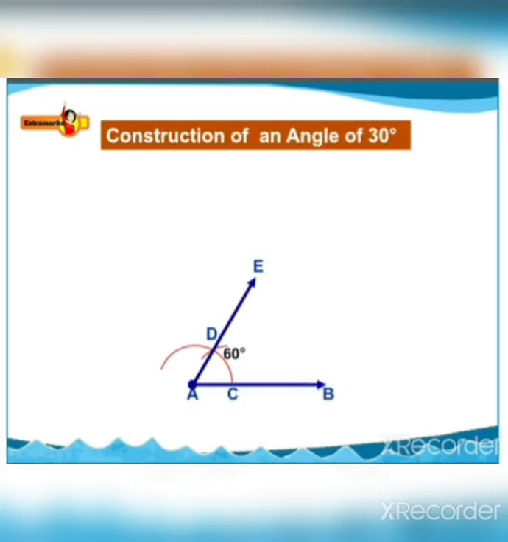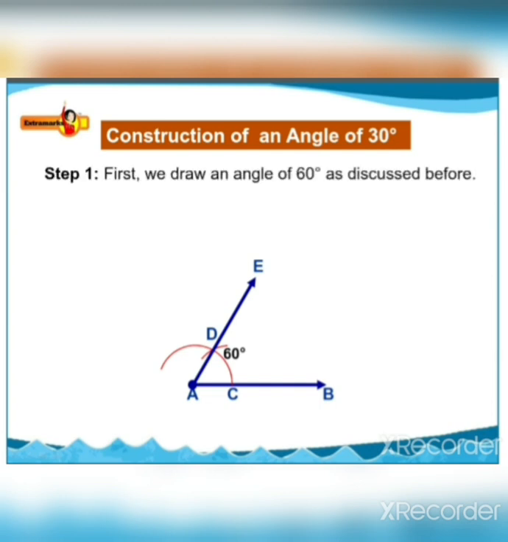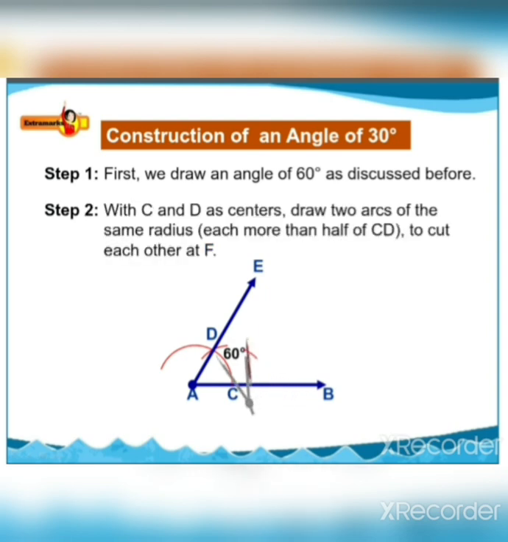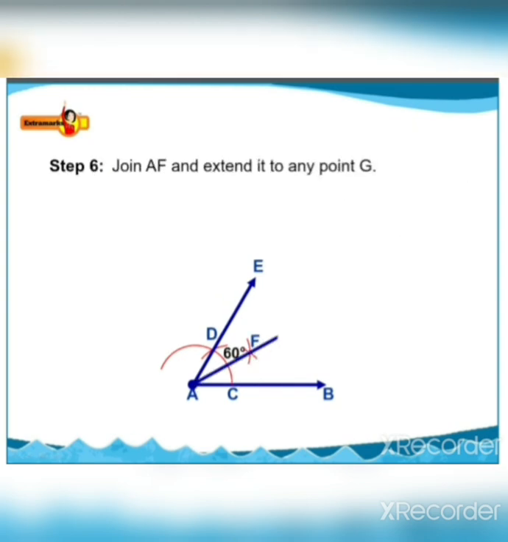Now let's learn the construction of an angle of 30 degrees. First, we draw an angle of 60 degrees as discussed before. Now, we will draw the angle bisector of the angle 60 degrees. With C and D as centers, draw two arcs of the same radius, each more than half of CD, to cut each other at F. Join AF and extend it to any point G. Then the angle GAB equals 30 degrees.